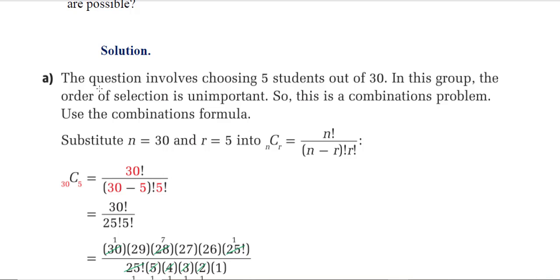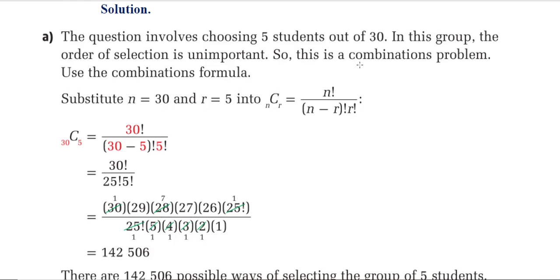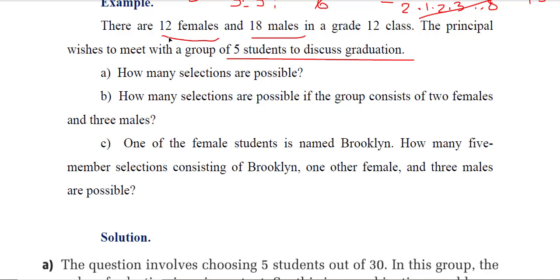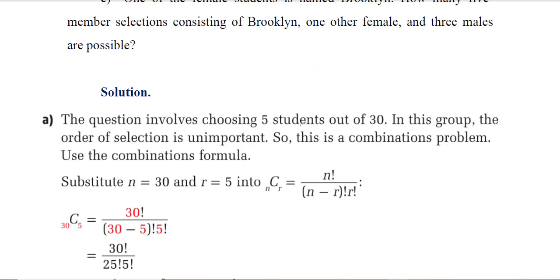solution. The question involves choosing 5 students out of 30 because here we have 12 plus 18. It is 30. In this group, the order of selection is unimportant. So, this is a combination problem. Use the combination formula, and n is 30 and r is 5 here because we need to make groups with 5 students out of 30.